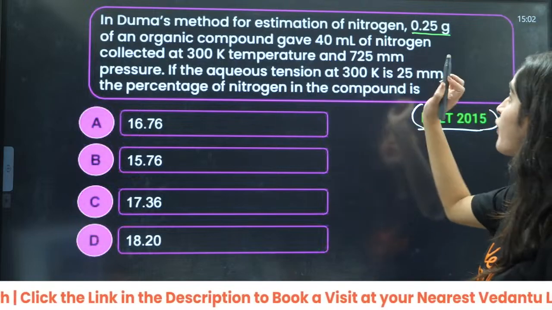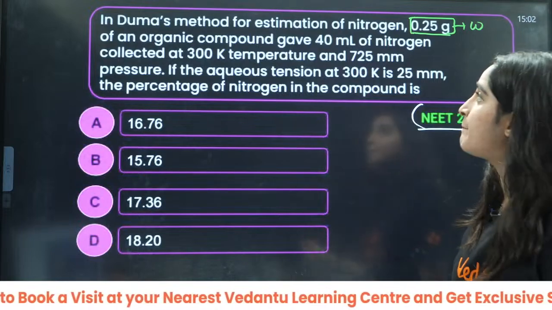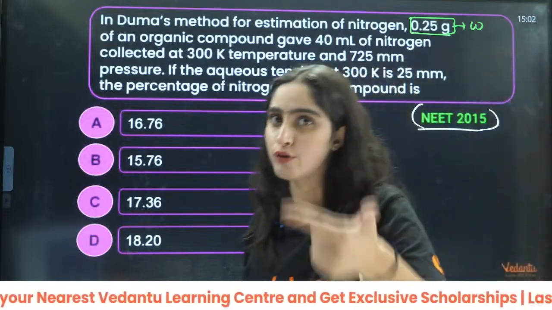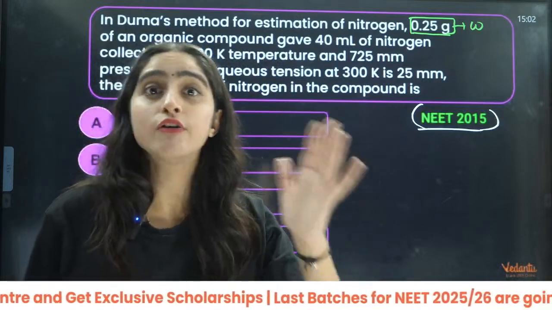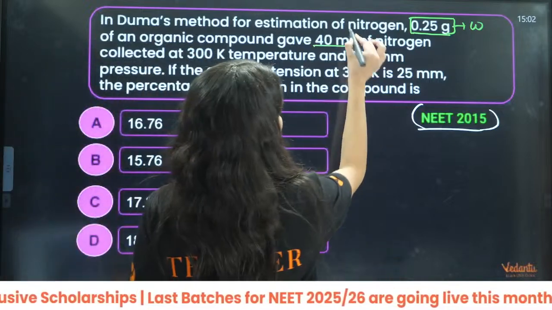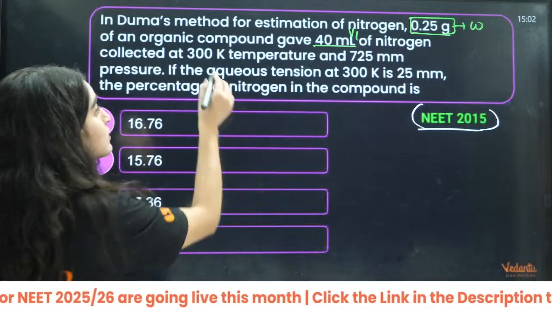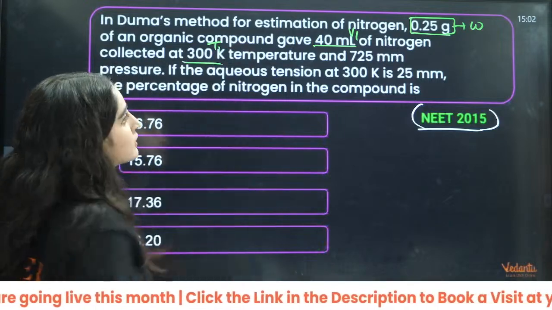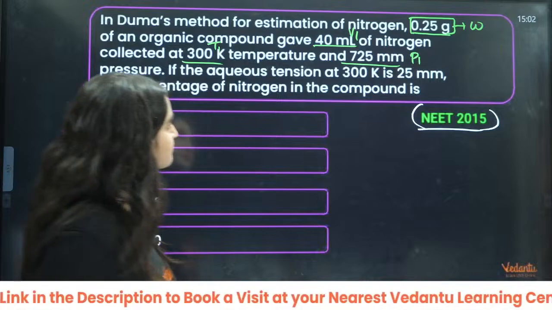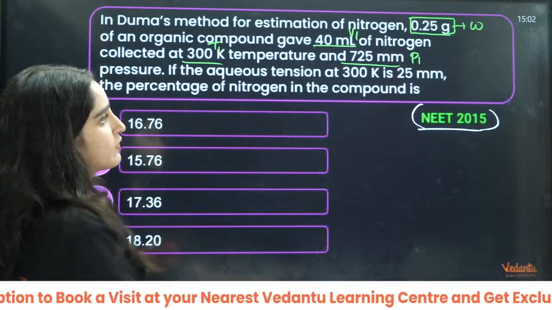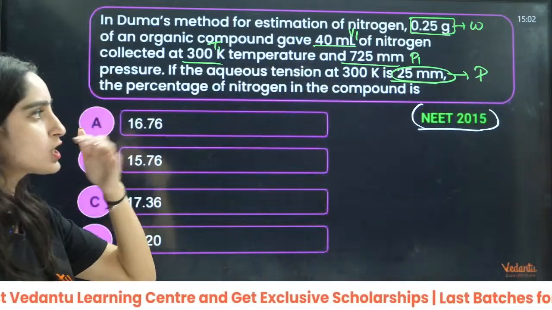So in the Dumas method for estimation of nitrogen, this is your W. W of an organic compound gives 40 milliliters of nitrogen. I told you the volume that is given will be your V1, collected at 300 temperature. The temperature that is given is T1, and this much pressure, the pressure that is given, is P1. Aqueous tension is given, and aqueous tension will be P. And they are asking the percentage of nitrogen.